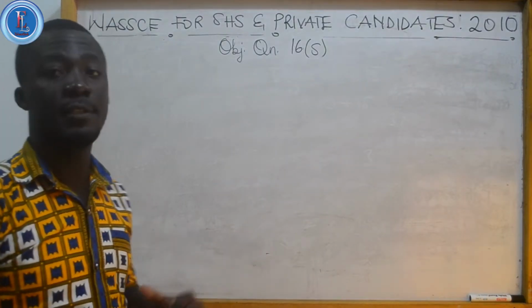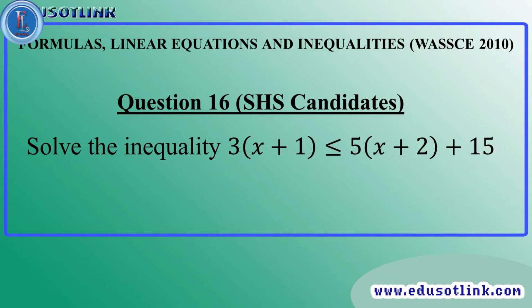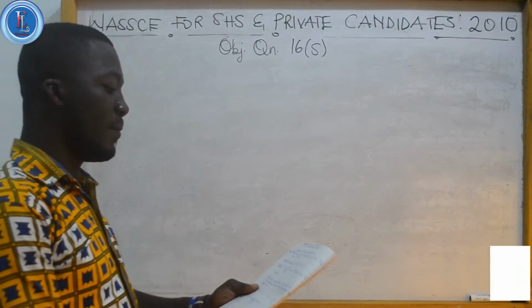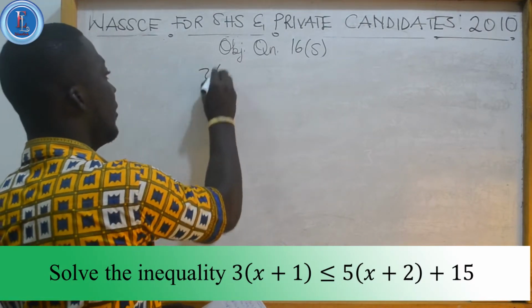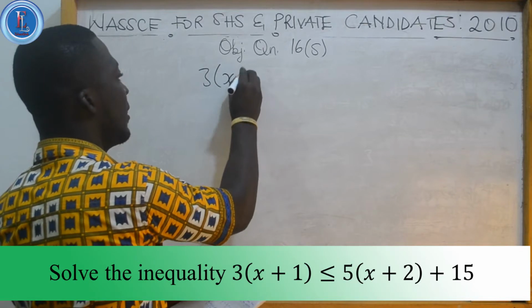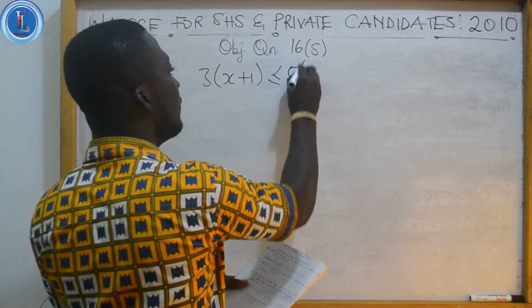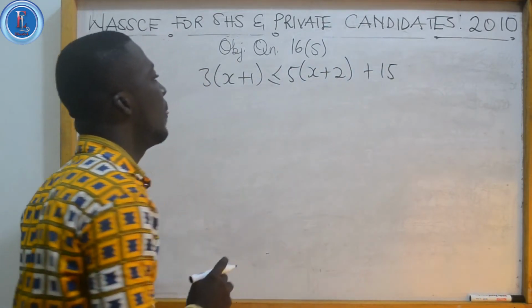Objective question 16 for SHS candidates. As we already saw in the question, the question says we should solve the inequality 3 into bracket x plus 1 less or equal to 5 into bracket x plus 2 plus 15.